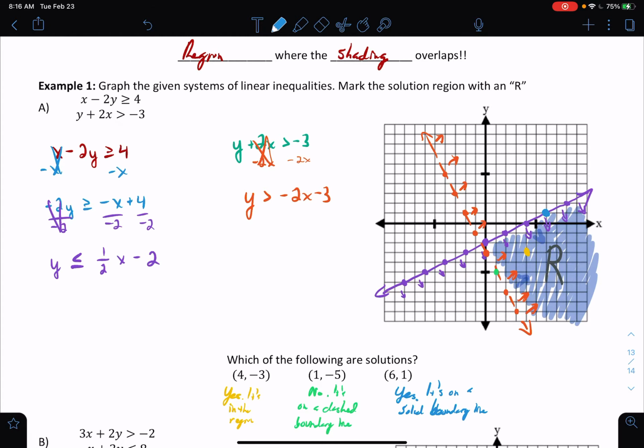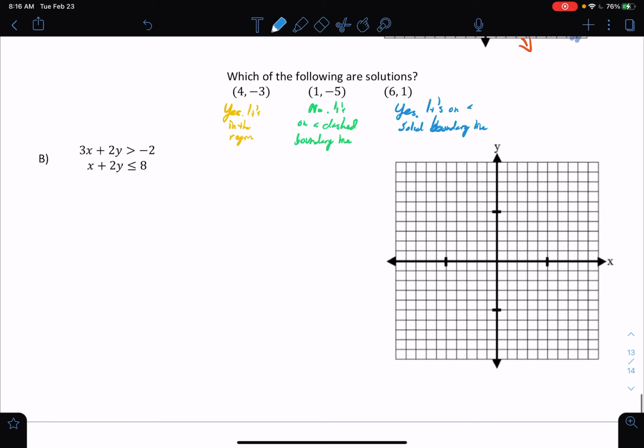All right, so part B, here we're going to use this as a Try It now.